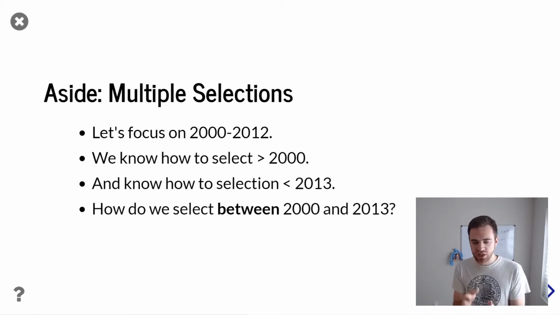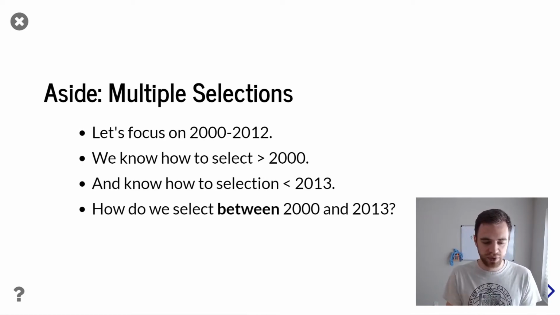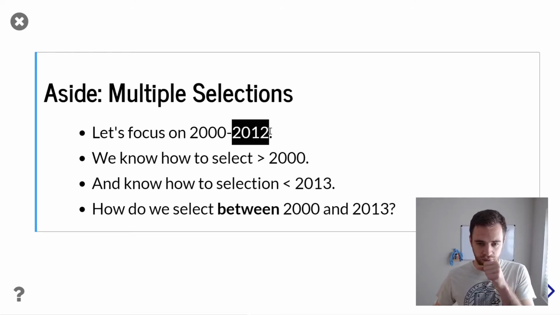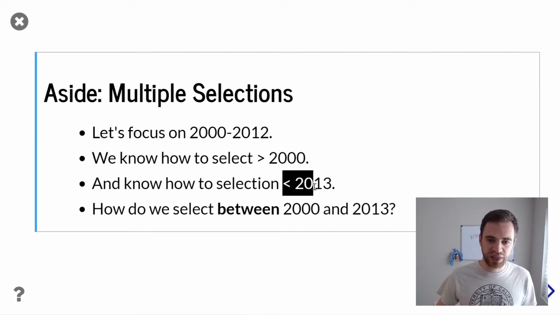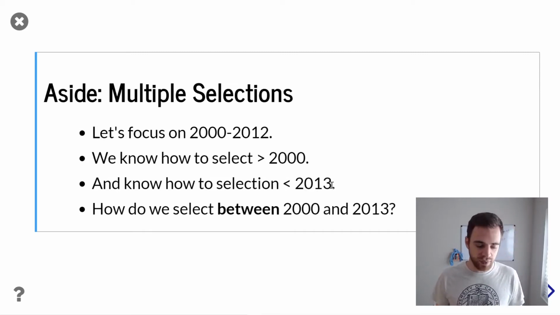So let's focus in on some part of this visualization. I want to look at movies produced since the year 2000. So I want to select all of the movies in my data set that were released after the year 2000. But I also want to look at movies produced in the year 2012 or before. So I want to select also all of the movies that were less than 2013. So I want to select between 2000 and 2013.